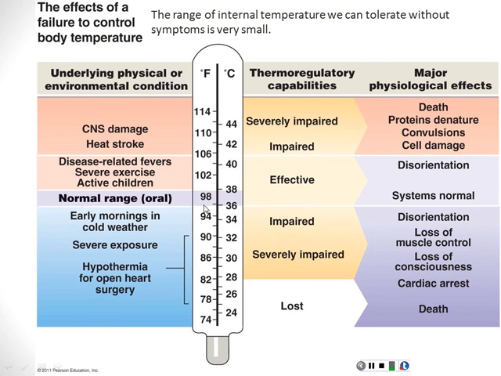So, here's the normal temperature range, 98.6 degrees, between 36 and 37 Celsius. Everything's normal. As we go up from that and down from that, we get increasing physiologic effects. So even a change of 20 degrees, from 98 to 118, you're dead. Same in reverse, you're dead again. So we have to thermoregulate in order to keep us in our very narrow temperature range.